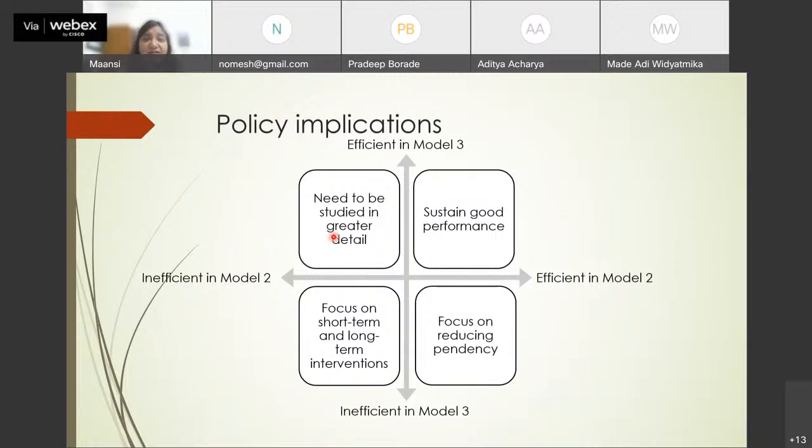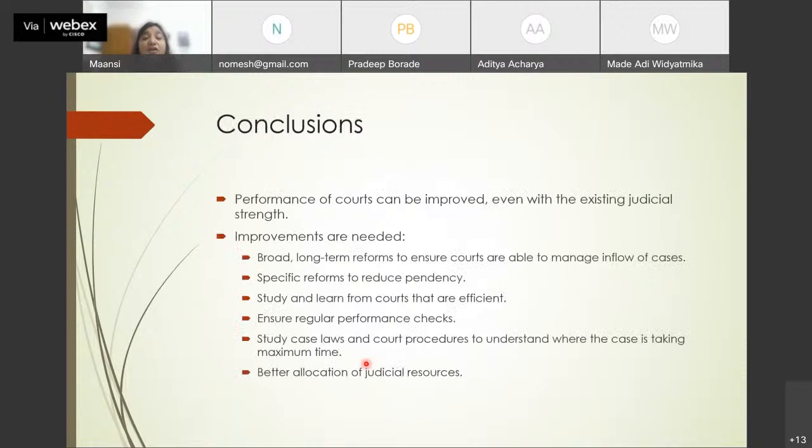In case of courts that are efficient in Model 3 but not efficient in Model 2, they need to be studied in greater detail to identify the actual cause behind their congestion. Maybe the courts are highly congested due to lack of resources, lack of funding, or there's an issue involved in their case processes or procedures. Coming to the courts that are efficient in neither model, they need serious interventions for long-term and short-term improvements.